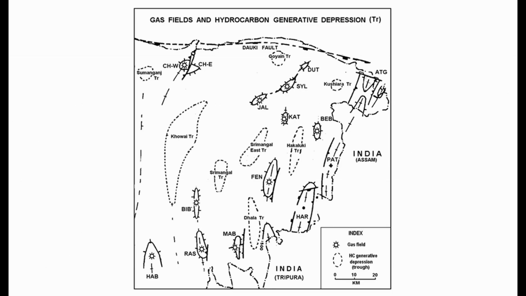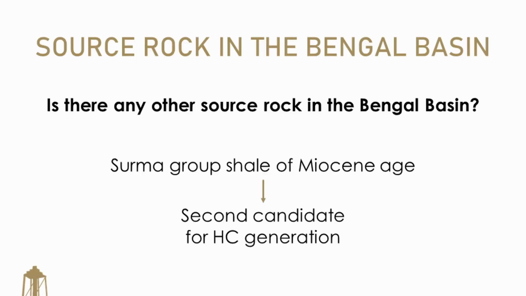In that figure, you can see the gas fields and hydrocarbon generative depression are marked there. We already know one of the source rocks of Bengal Basin is Genome shale. So next question, is there any other source rock in the Bengal Basin? Another source rock of Bengal Basin is Surma Group shale, which is Miocene age. This is the second candidate for hydrocarbon generation in Bengal Basin.